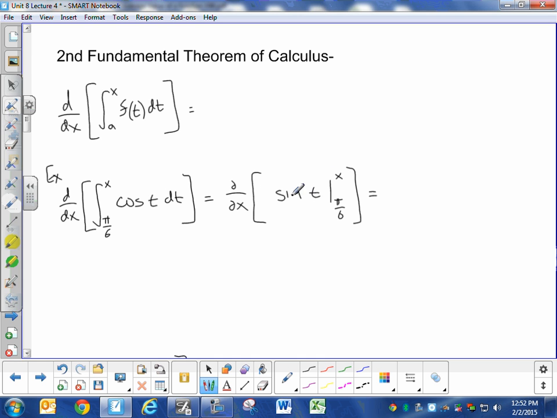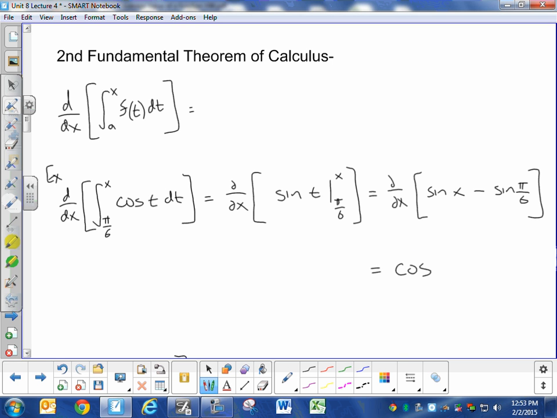And then I'll go a step further because I don't like this line. I'm going to have to take the derivative of, I'll plug in x for t because that's like f of b, and I'll subtract the sine of pi over 6. Well, now I can actually take the derivative of what I see. So I can now take the derivative of this integral. So the question is, what is the derivative of sine?